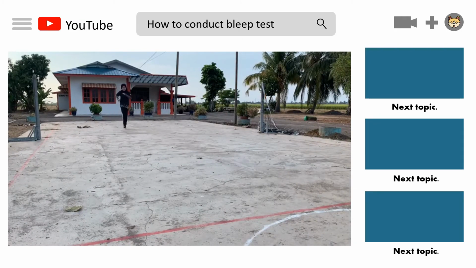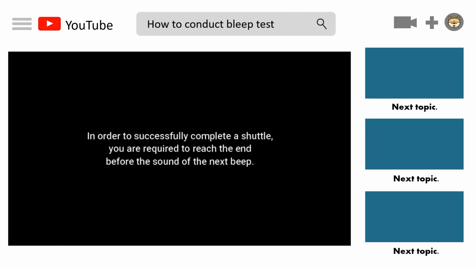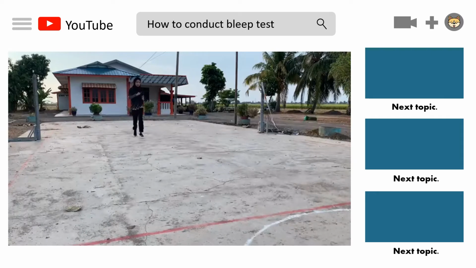Level 6, 10. In order to successfully complete a shuttle, you are required to reach the end before the sound of the next beep.